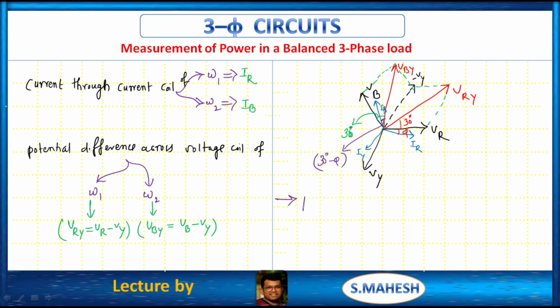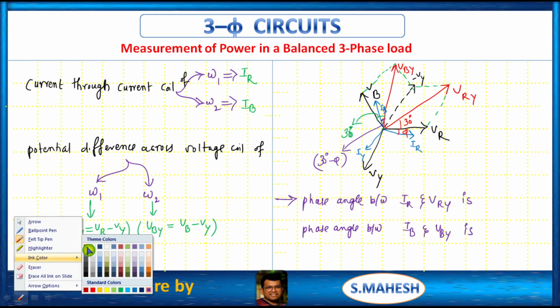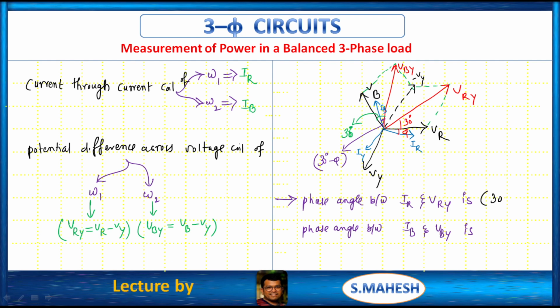We can write that point. Phase angle between IR and Vry is like that, 30 plus 5. Phase angle between Ib and Vby is 30 minus 5. That's it.